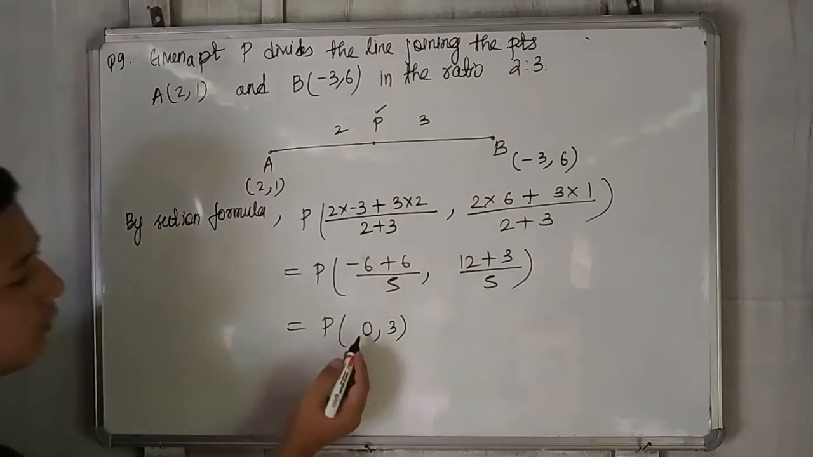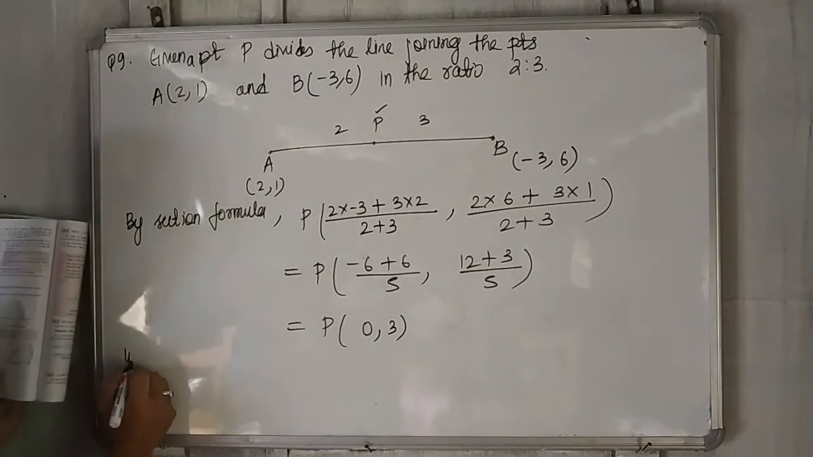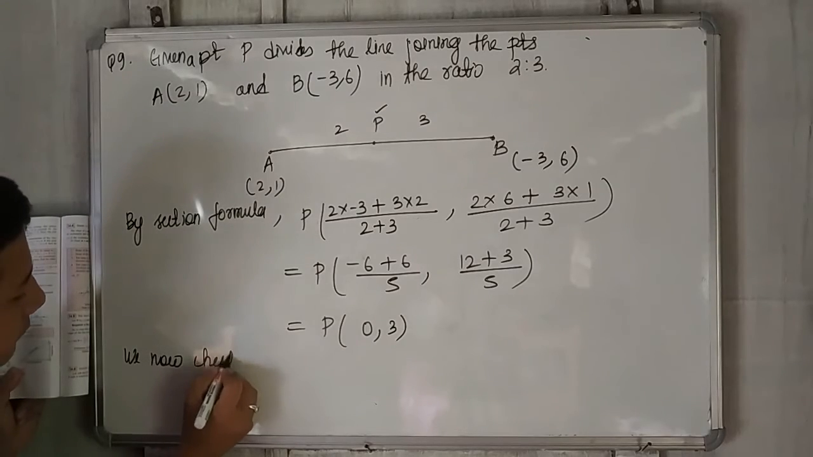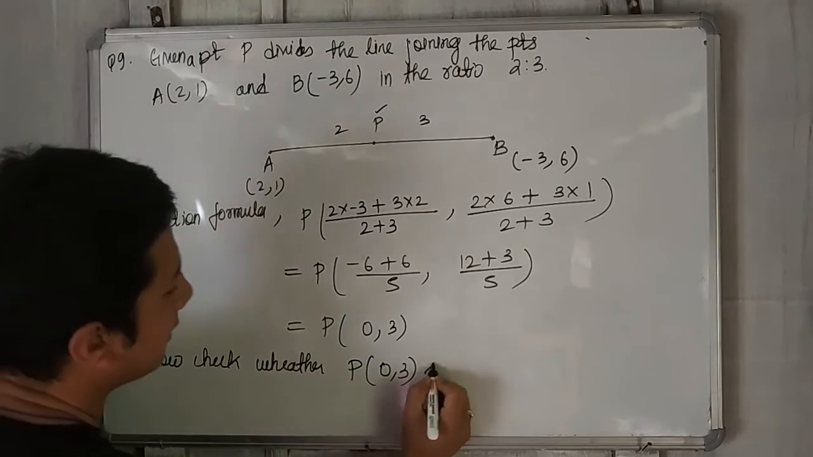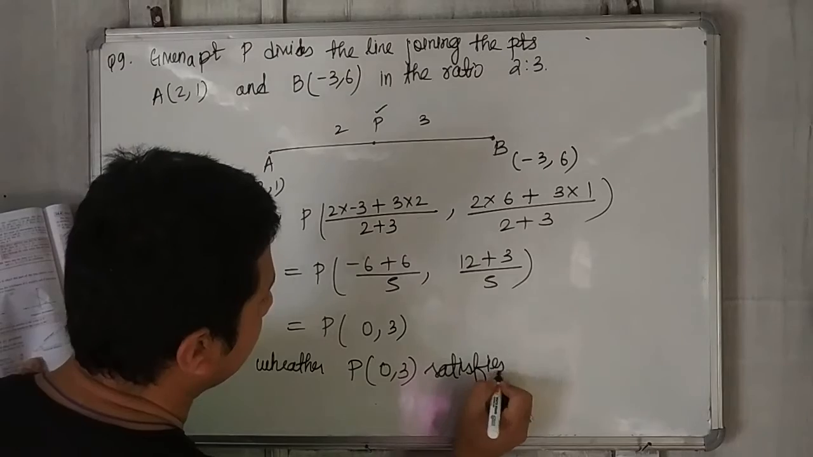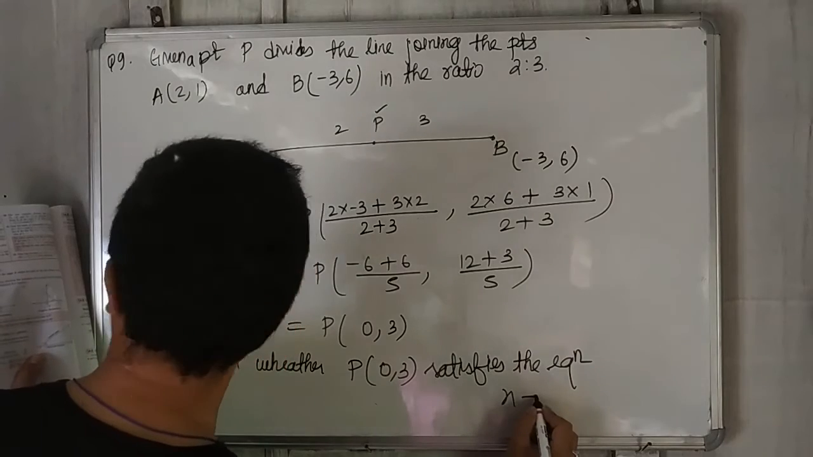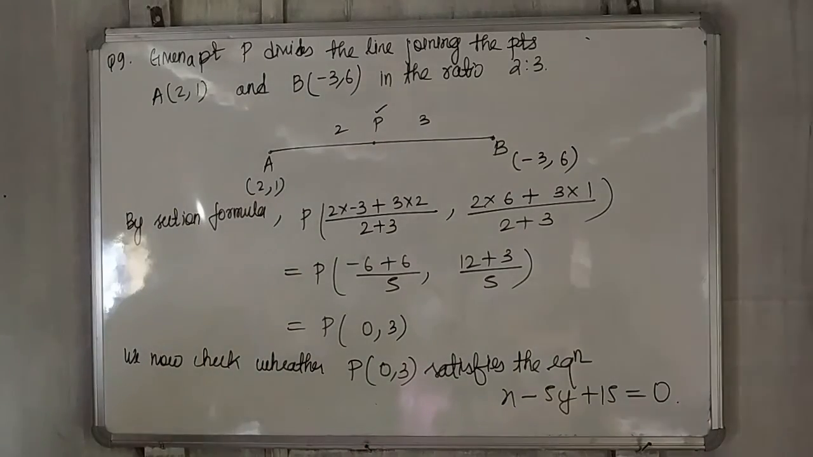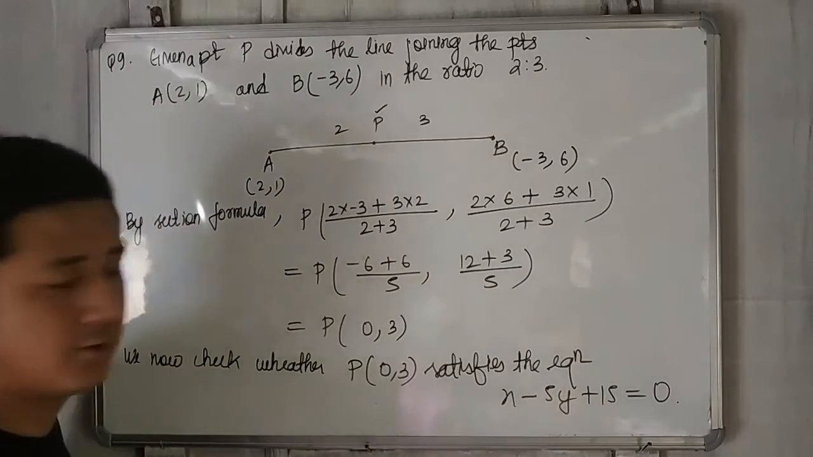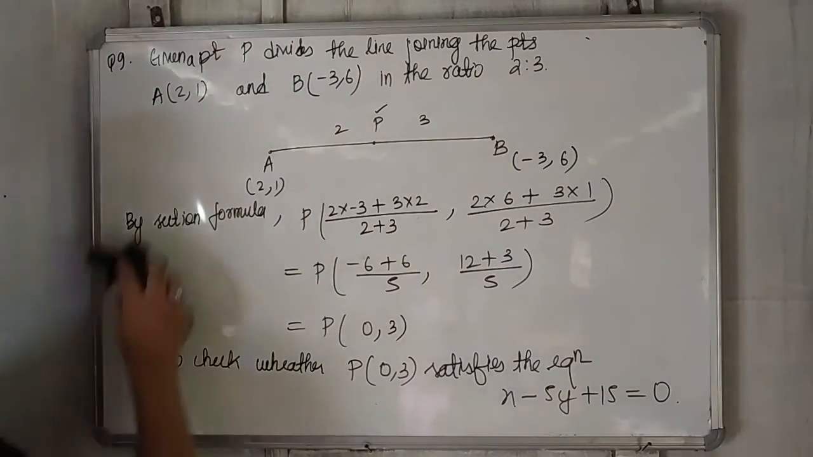So now what do we check? Now we check whether this point P, 0, 3, satisfies the equation. Which equation? x minus 5y plus 15 equals 0 or not. If P satisfies this equation, then P lies on this straight line. So I hope I can clear this. Please pause the video and note it down.